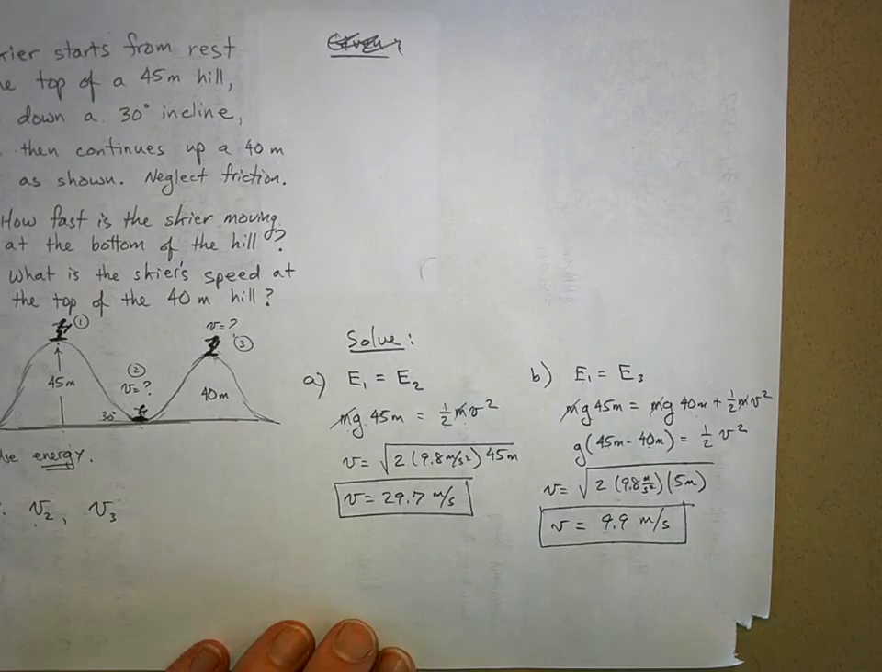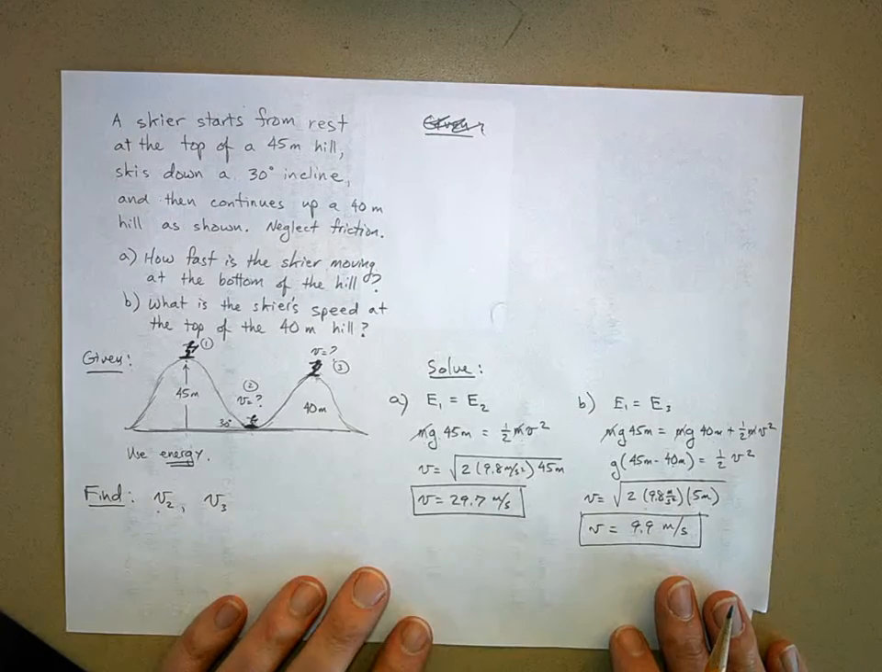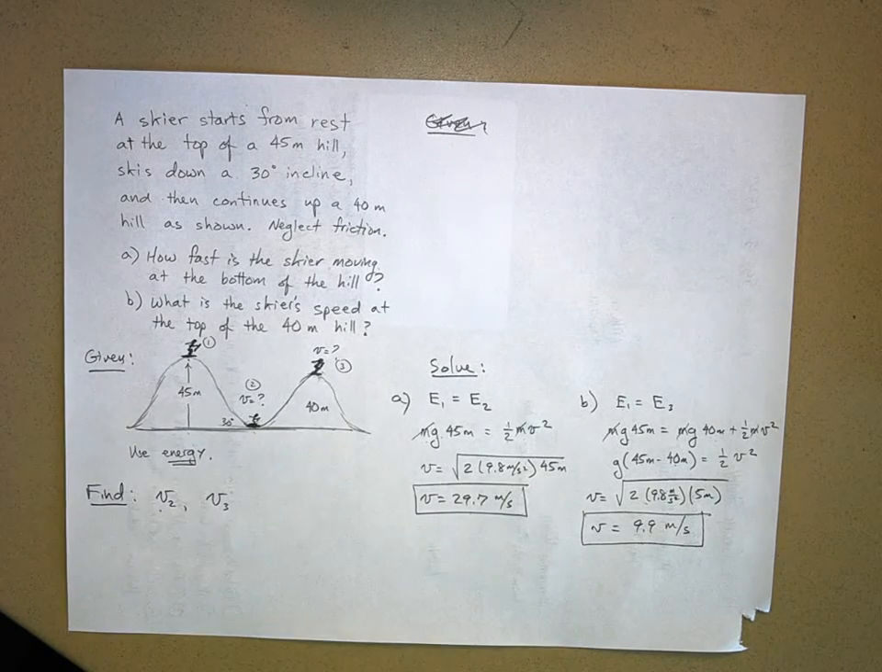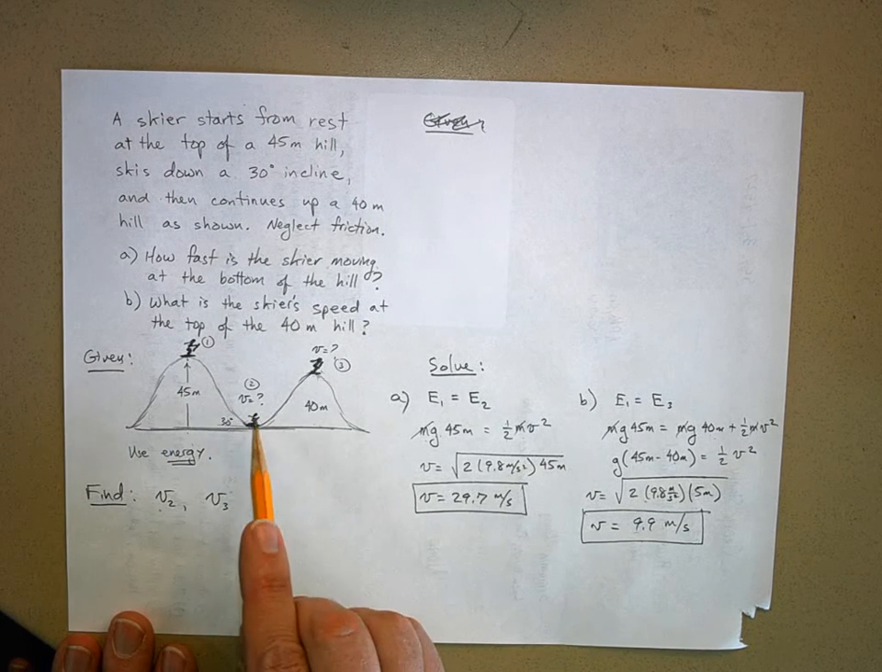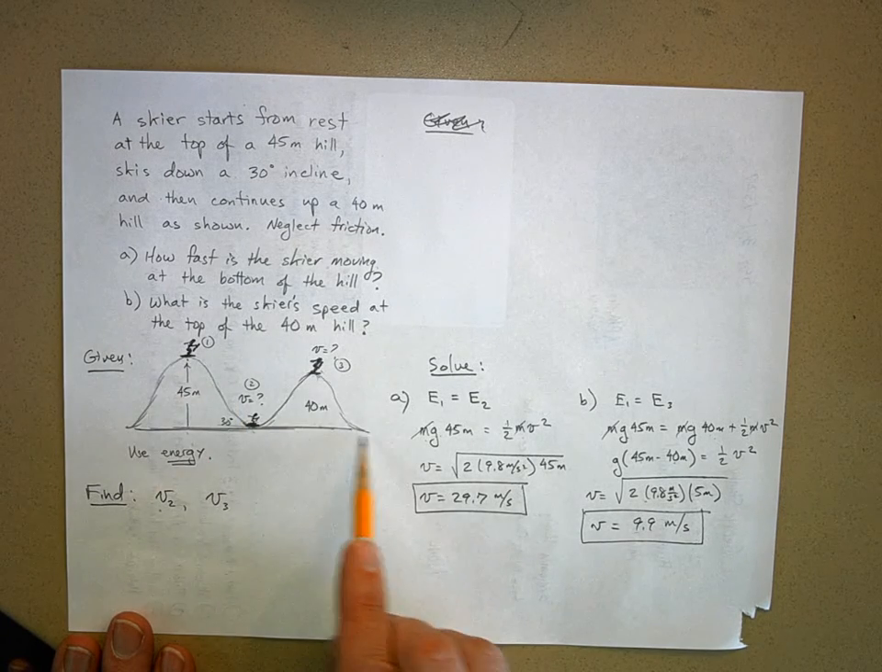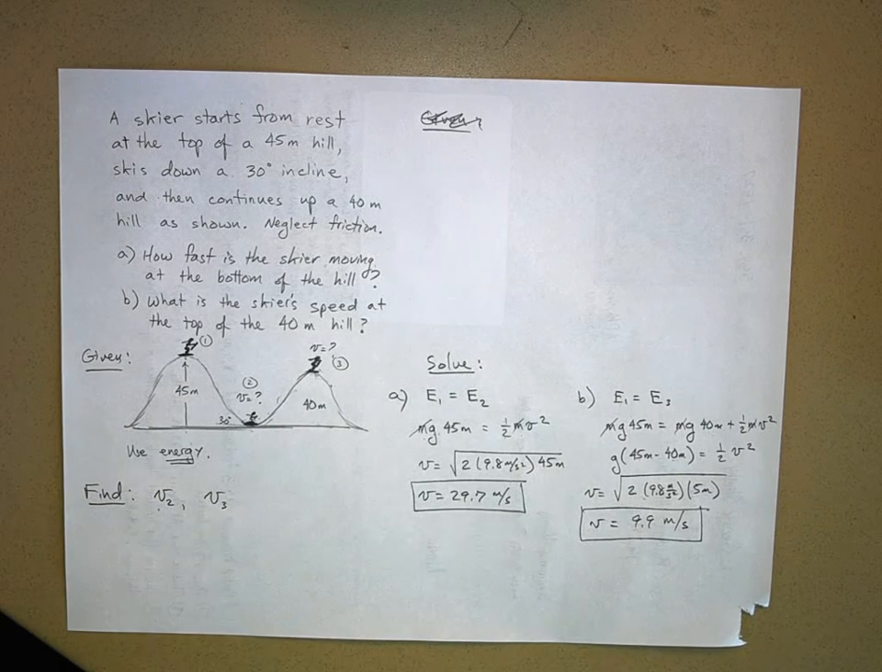But the big picture here, let's zoom out as much as I can. When you have a problem where there's no friction and the only force doing work is gravity, then you can use this idea that the mechanical energy is just being transferred between potential energy and kinetic energy. And so you say, okay, the total mechanical energy here is equal to here. Anywhere, by the way, anywhere in this problem, I could put the skier right here. It doesn't matter. The mechanical energy of the skier is staying constant.